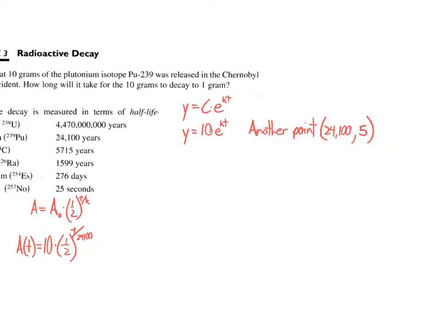So now we could use that in the model: y is 5, 10 e to the k times 24,100. And then we divide. We have a half equals e to the 24,100 k. We do the ln of both sides.